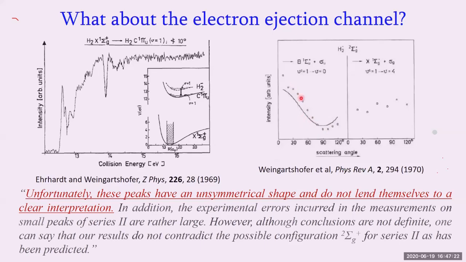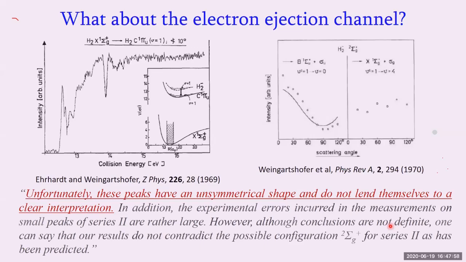In the scattering channel, you get a sigma g. They also observed, as you see here, a different second channel in which they were seeing a slightly different angular distribution. But for various reasons they were not able to conclude anything other than a possible configuration of a sigma g plus for a second resonance in the same energy range. Of course, I believe that has to do with problems in the measurement.